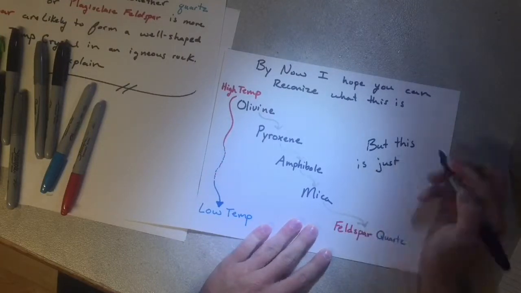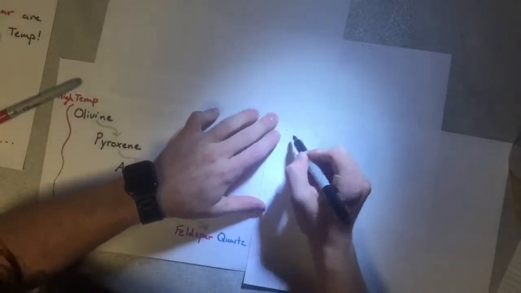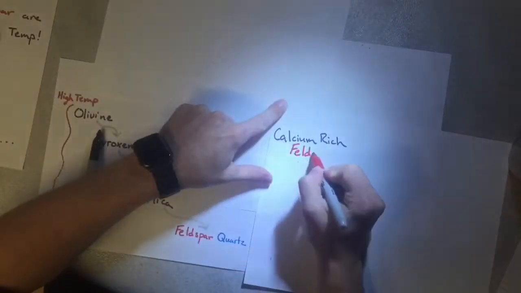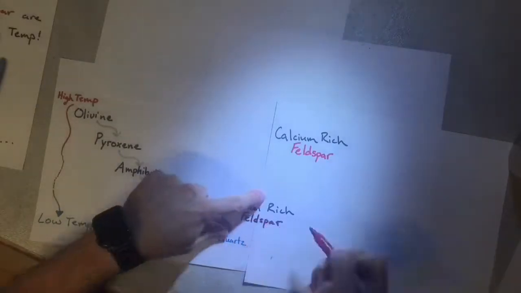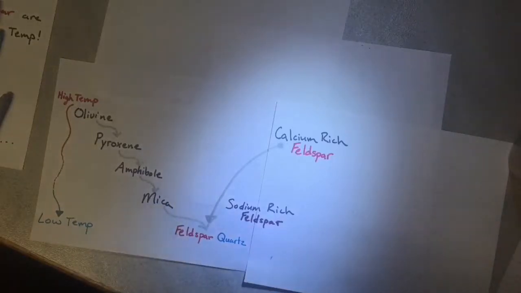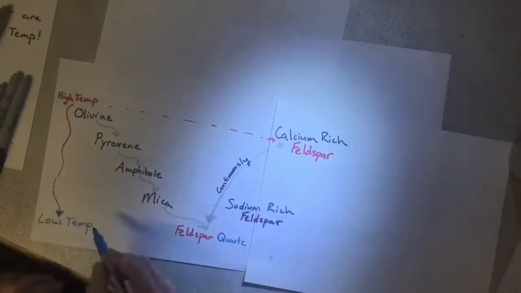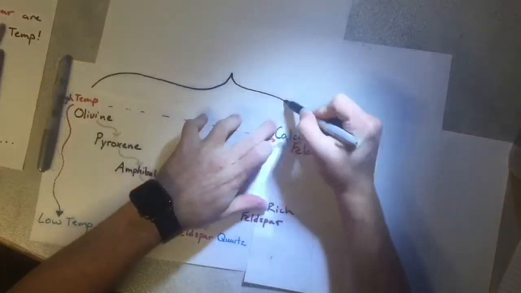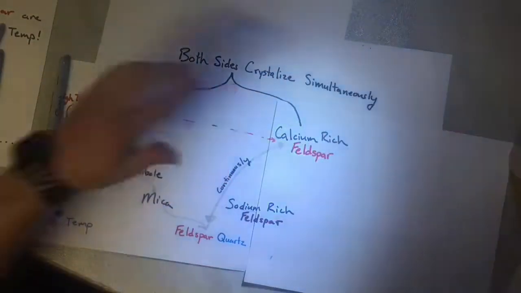But we're missing the other half. There's another side of the series. It's the same as your picture in your book, but I'm going to draw it out right here. If you look, we start up here, we have our calcium-rich feldspar, and then we have a sodium-rich feldspar when it gets colder. But these aren't stepping stones. It's a continuous formation all the way down and across. That's the same temperature as the start of the olivine, all the way down to where the quartz is made. Both sides happen at the same time, simultaneously.